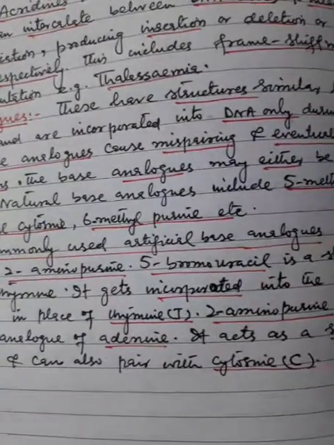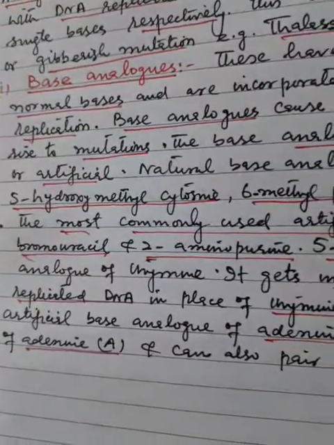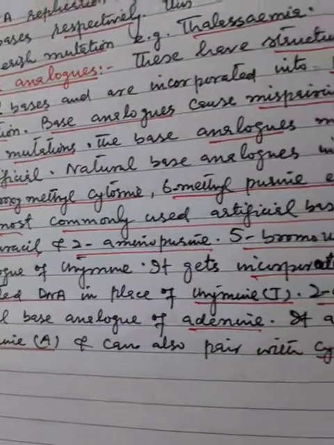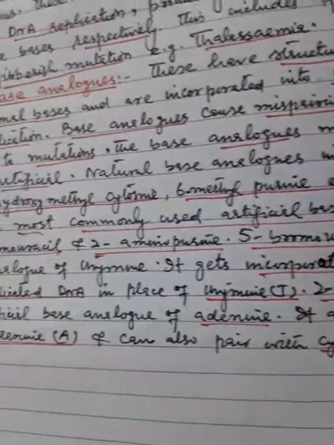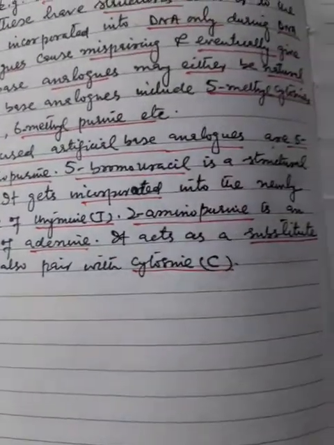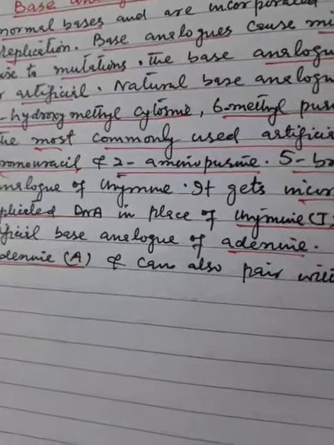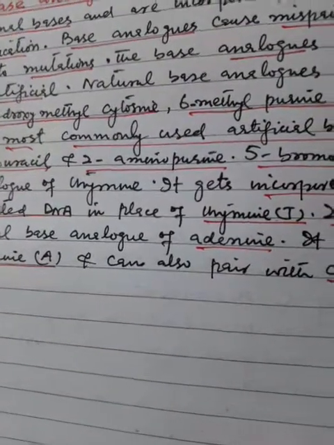Natural base analogues include 5-methyl cytosine, 5-hydroxymethyl cytosine, 6-methylpurine, etc. The most commonly used artificial base analogues are 5-bromouracil and 2-aminopurine.